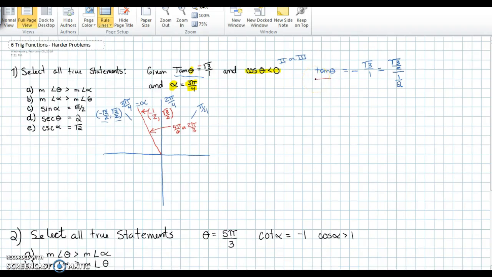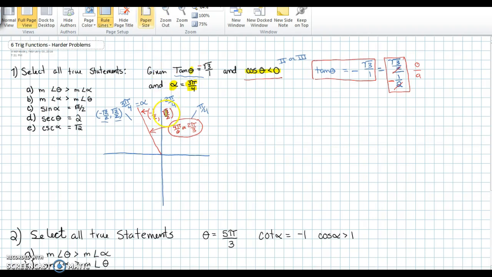So tangent has been given as negative square root of 3 over 1, but we know tangent is opposite over adjacent, or sine over cosine. Well, we can only get this if we had square root of 3 over 2 in the numerator and 1/2 in the denominator, and the 2's canceled. One of them's got to be negative. Because we know cosine is less than 0, the 1/2 is the one that's negative. That means that we are at 4 pi over 6 or 2 pi over 3.